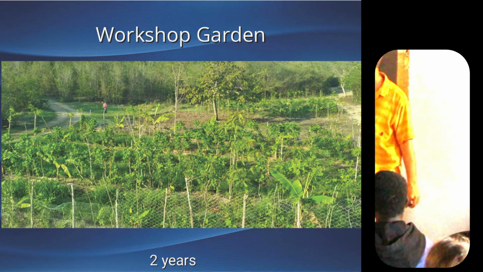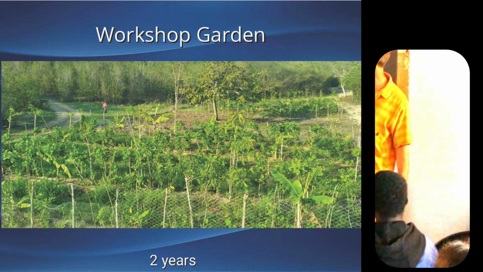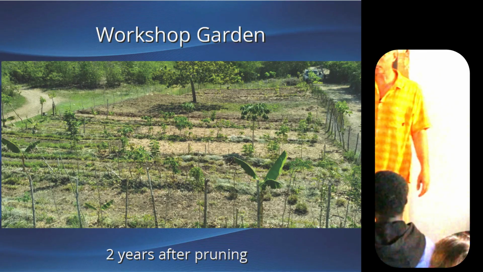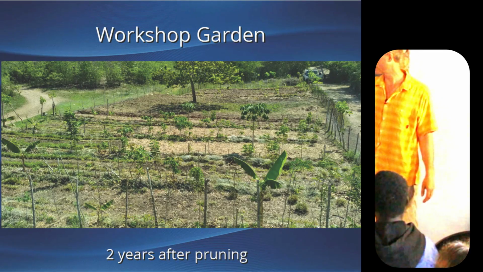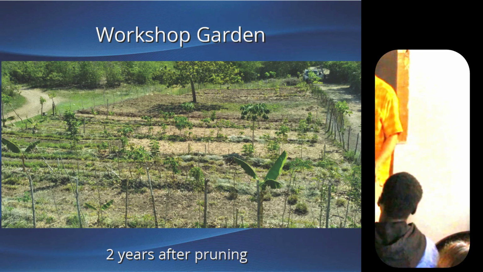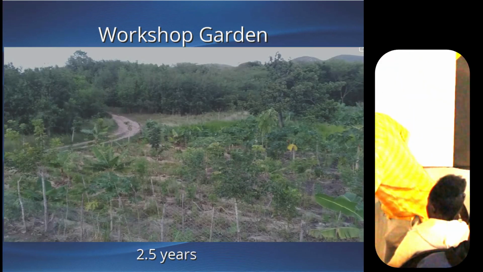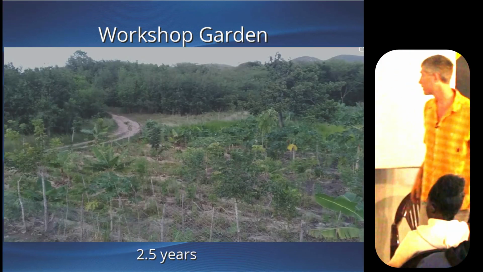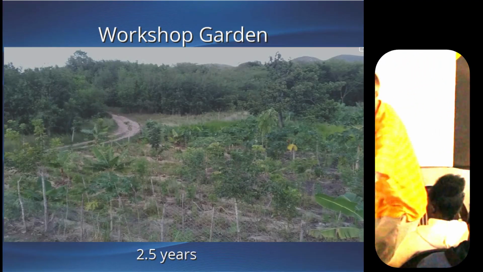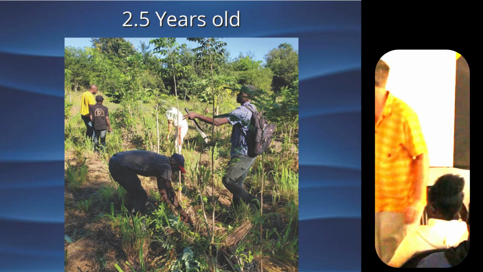So here's 2 years. Look how green it is compared to the surrounding environment. And a couple of the bananas are starting to grow. And then this is that 2 years immediately after pruning. Again, we come through. This is at the beginning of rainy season, so we can really do a dense pruning. And this is 2.5 years. The system now is 3.5 years, almost 4 years old, but we didn't get a picture this last visit.